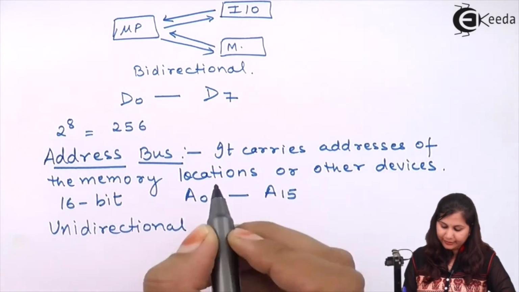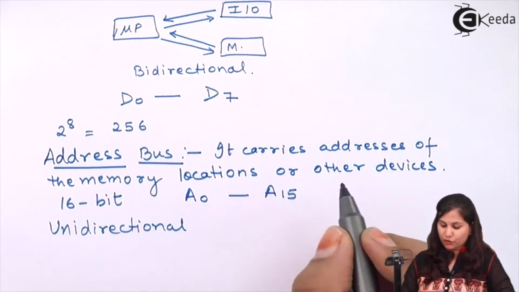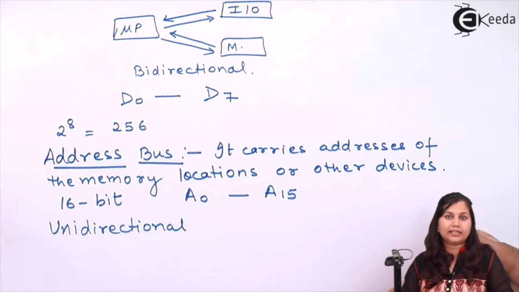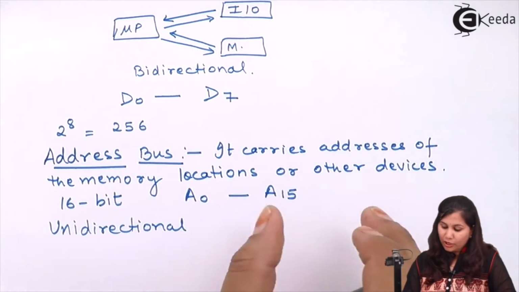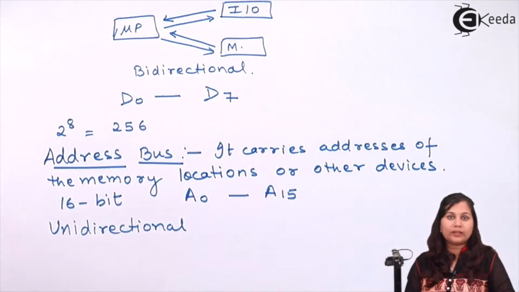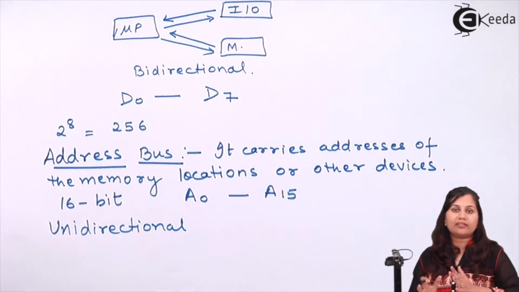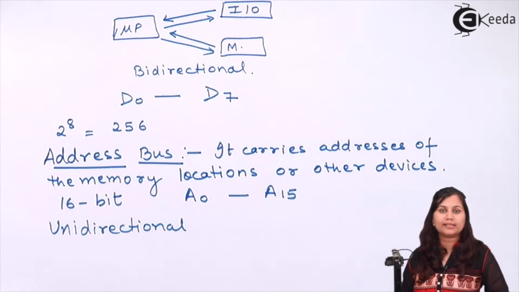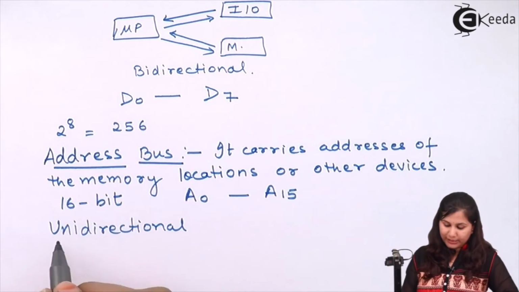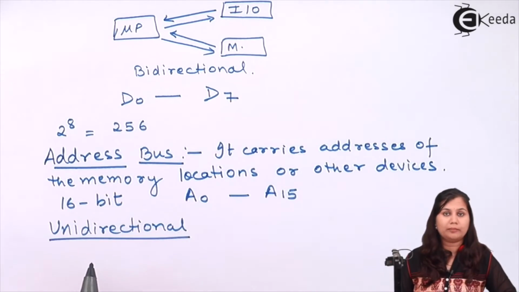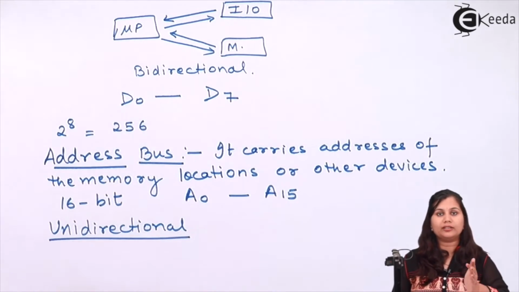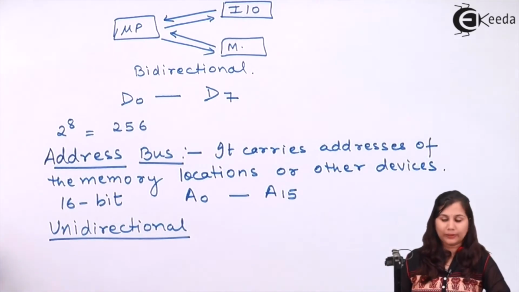Unidirectional means that the address of the memory location or other devices like the input and the output devices, so the addresses, they can only come towards the microprocessor. The microprocessor is not going to send any of the address to the memory locations or any of the devices. Only their addresses can come towards the microprocessor. So this bus is an unidirectional bus. The flow of the address is in one direction only.